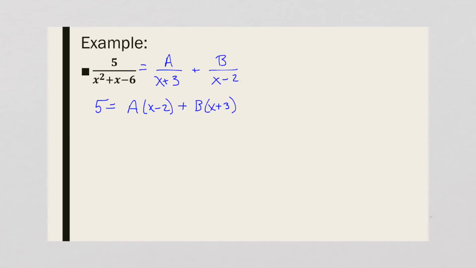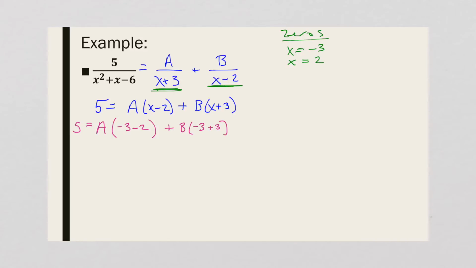Remember, we need to find our zeros, so our zeros are going to be what makes our denominator 0. So x plus 3: in order to make that 0, x needs to be negative 3. x minus 2 gives x equals positive 2. And now I can plug these in. So 5 equals A times negative 3 minus 2 plus B times negative 3 plus 3. Well, this part goes away. 5 equals A times negative 5. A is negative 1.